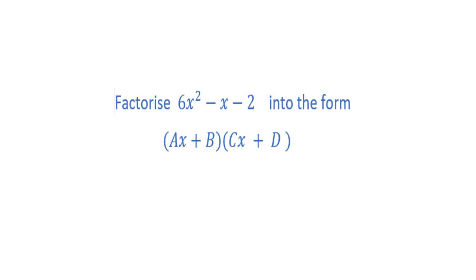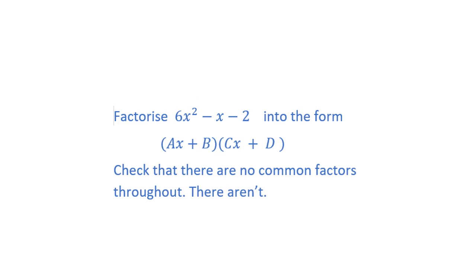Okay, we're going to factorize 6x squared minus x minus 2 into that form there. This is the type of quadratic factorization where there's a number in front of x squared. You've got a 6 here in front of the x squared. The first thing you do is to check that there are no common factors throughout. If you examine the 6x squared minus x minus 2, you'll see there's no common factors.